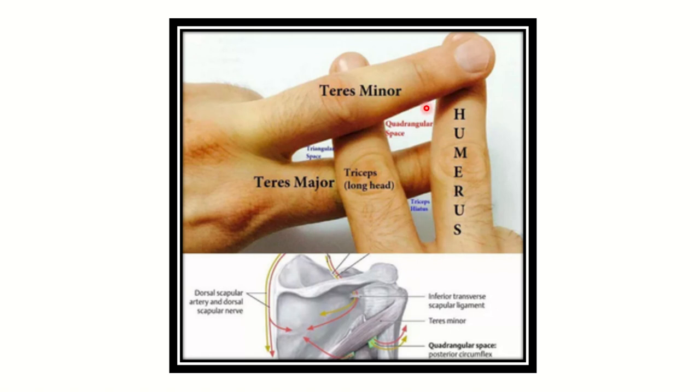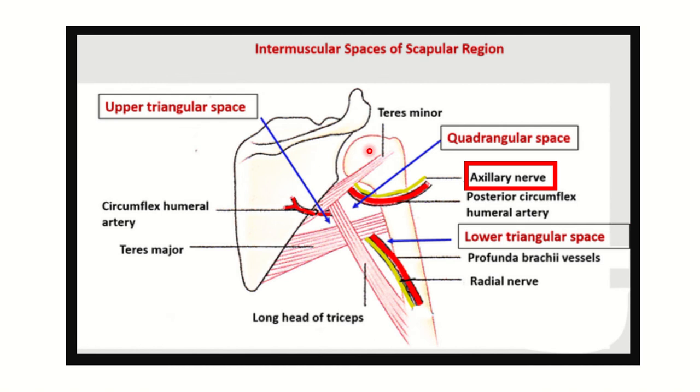And the upper part for the quadrangular space is the teres minor, and for the triangular space, it is the teres major. So here we can see this is the quadrangular space, and here this is the triangular space, and we can see the boundary again, and here the structures pass.